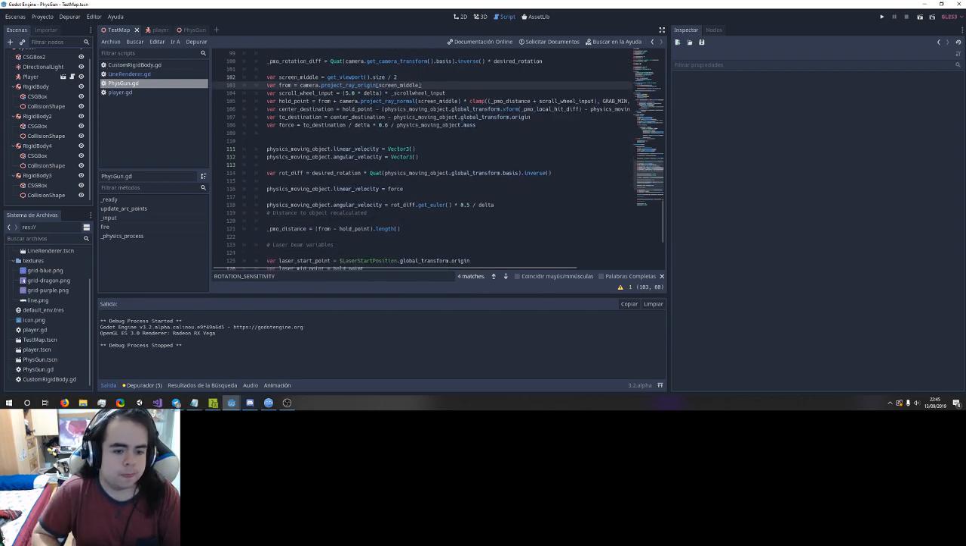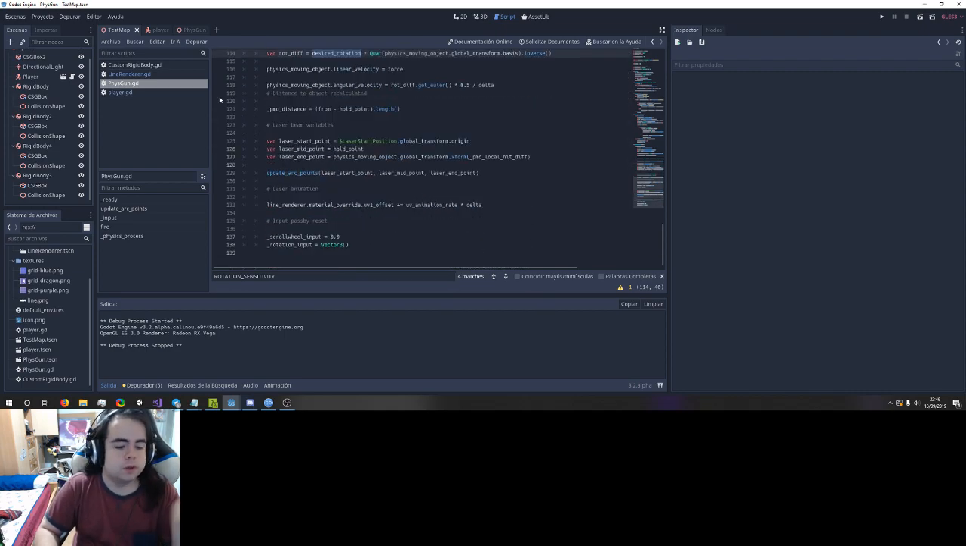And then we have one last thing, which is calculating how much angular velocity we need. The way we calculate this is by grabbing the rotation difference, calculating the difference between the rotation we want and the rotation we have now. As you can see, we do that here. And for the rest of the code, there isn't much more to it. Here we calculate the distance between our camera and our object again, here we calculate the laser points, and here we do the UV offset, and that's pretty much it. That's all there is to the code, really.